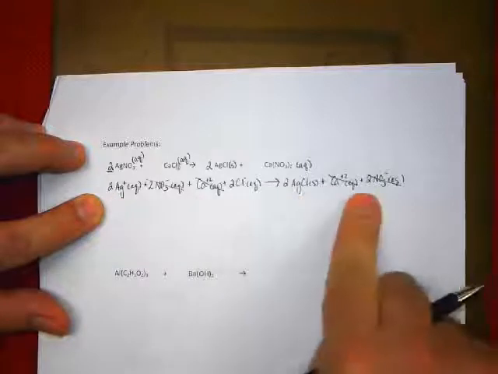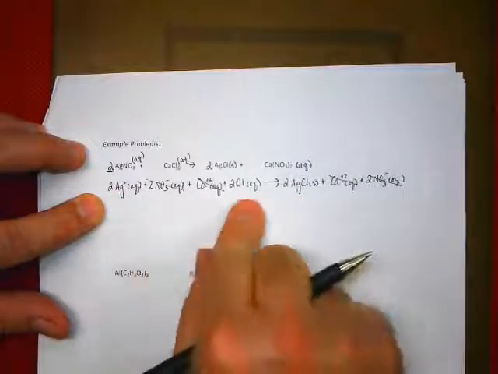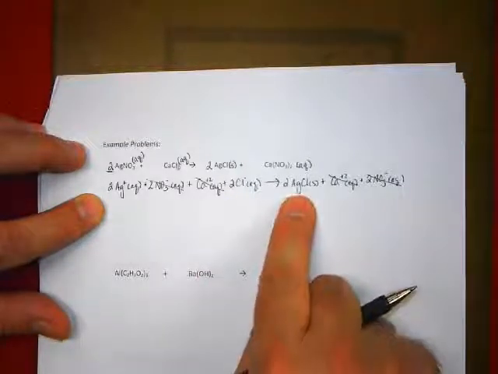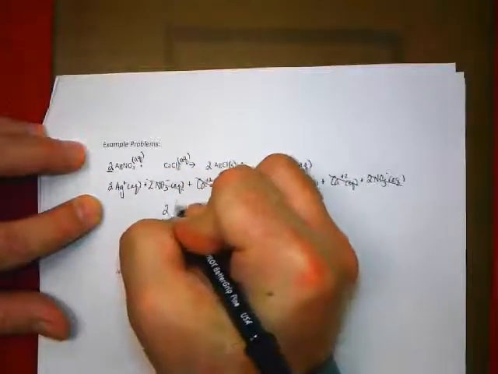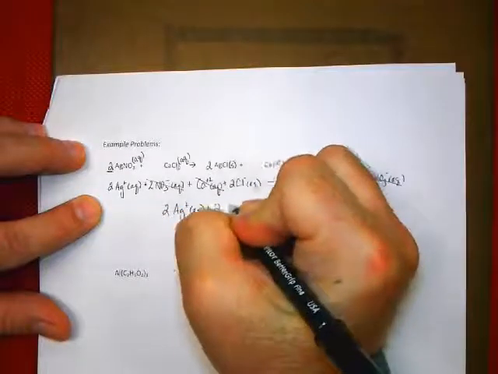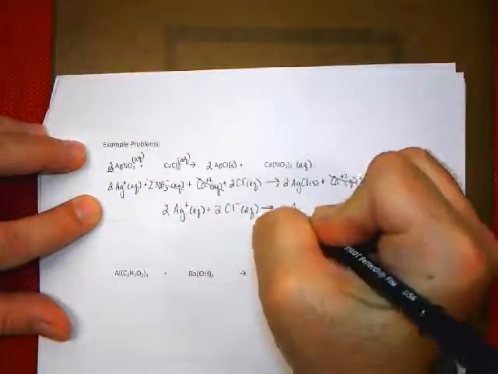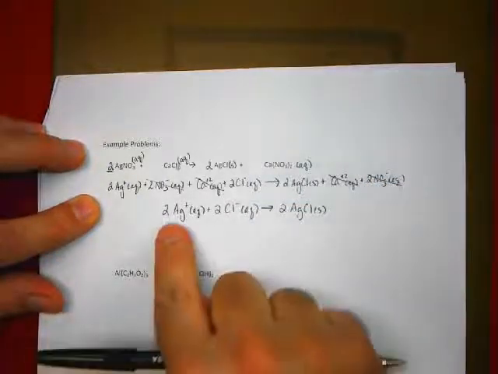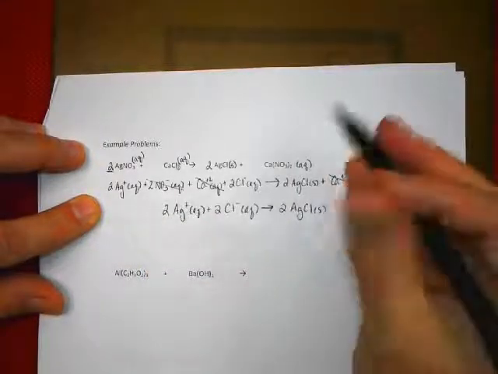What we're left with, we cannot cancel out silver ions or the 2 chloride ions. They do not appear on both sides. AgCl appears on this side, but does not appear on this side. So if we write what's left over, we end up with this. Now, we're not done yet because, as you can see, our coefficients are 2, 2, and 2. That's not in simplest terms.